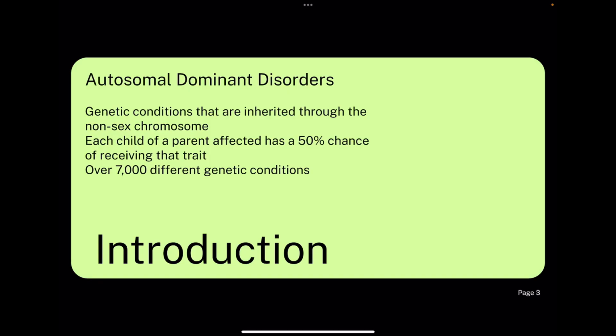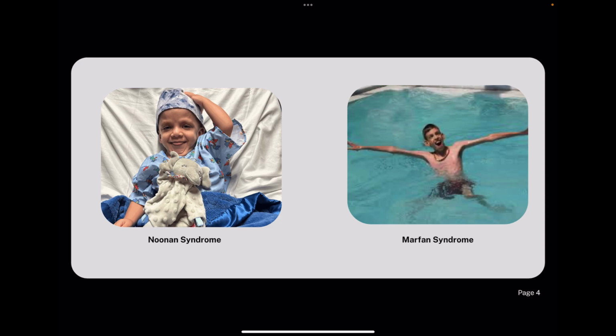So, introduction: autosomal dominant disorders are genetic conditions that are inherited through the non-sex chromosome. Each child of an affected parent has a 50% chance of receiving that trait. I also wanted to share that there are over 7,000 different genetic conditions labeled under autosomal dominant disorders. Some other common ones you might have heard of are polycystic kidney disease, Huntington's disease, and achondroplasia. And these are some photos of Noonan syndrome and Marfan syndrome.